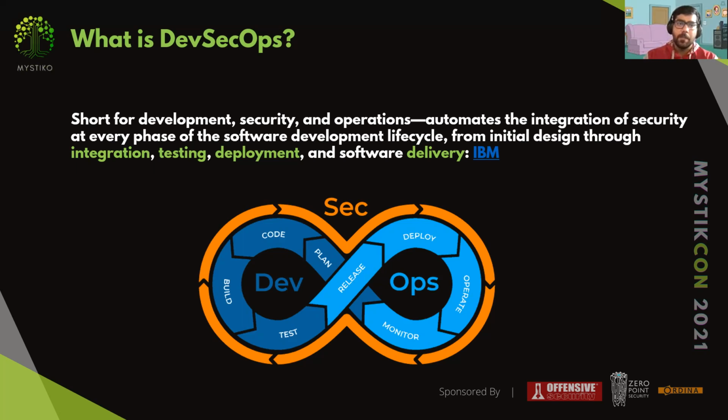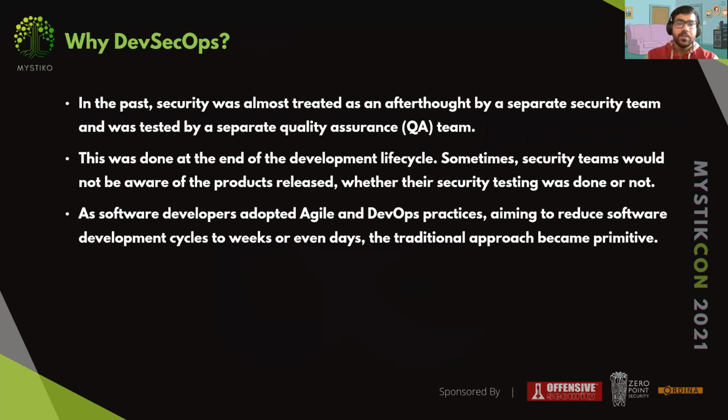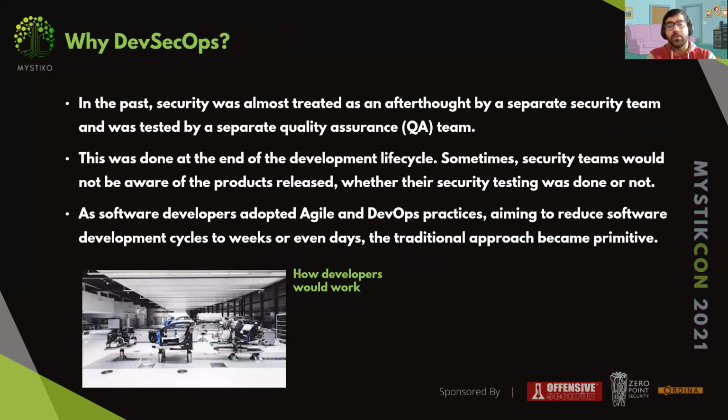Karan, next slide, please. Yeah. So in the past, security was treated as an afterthought by a separate security team and was tested by a separate quality assurance team. And it was not thought through from the earliest stage that we should perform tests from the beginning, or implement testing at every phase of DevOps. That was done at the end of the life cycle. And sometimes security teams would not be aware of the products released, or whether their security testing was done or not.